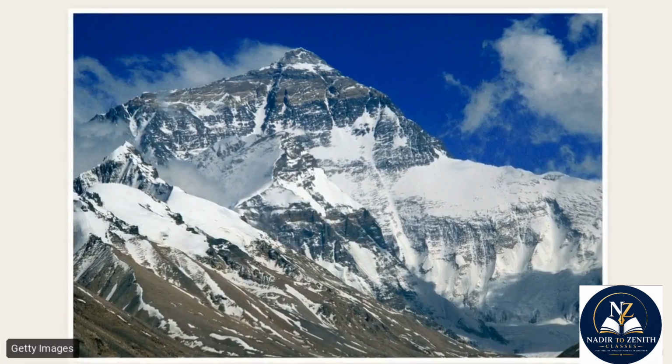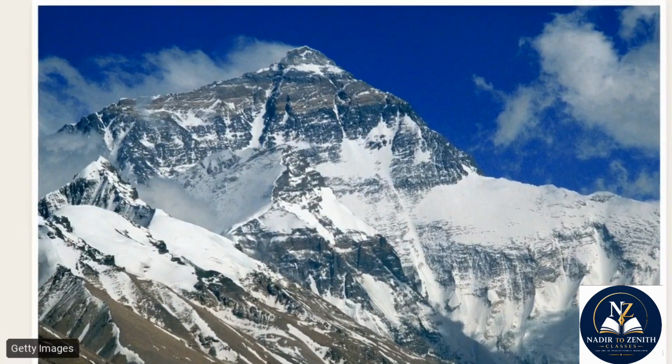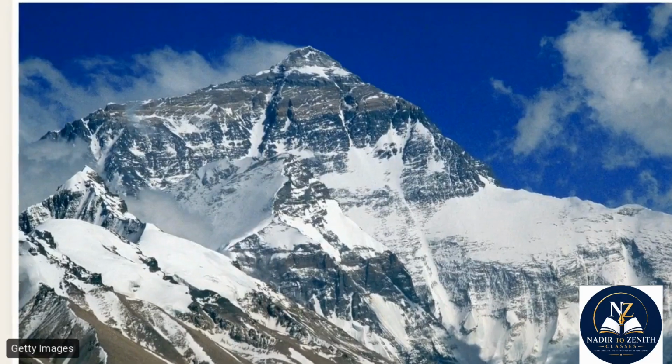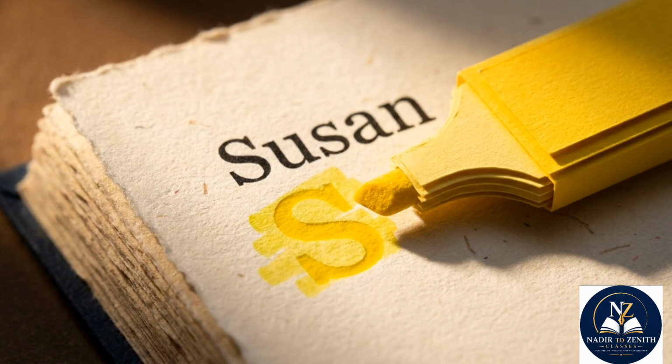Because we are naming a specific piece of architecture, we capitalize both Red and Fort. The same rule applies here. Mountain is a common noun, but Mount Everest is a proper noun, requiring capital letters for its specific place. Now test yourself. Watch these words fall. City goes to common. London, with its capital L, goes to proper. Girl is common. Susan is proper. That capital letter acts as a visual signal. It immediately shows a noun has a unique identity.